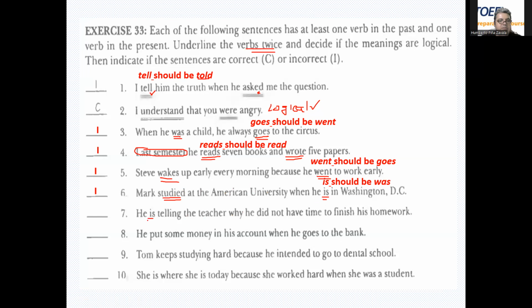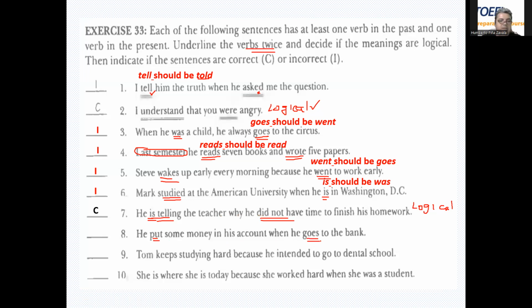He is telling the teacher why he did not have time to finish his homework, okay? Even though this is present progressive with past tense, it's still a logical sentence, right? Because he's telling the teacher right now why he didn't finish his homework in the past. So this is correct.